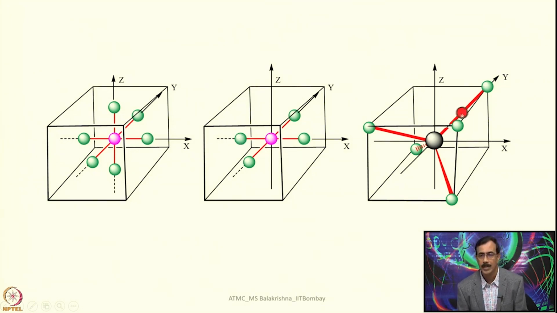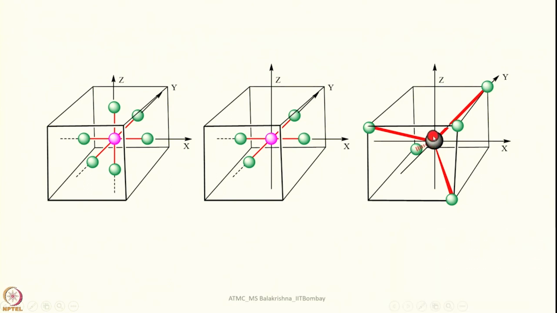Now, let us consider the tetrahedral complex in which 4 ligands are occupying alternate corners of the cube, and not this one, you should ignore this one. So, one here and one here and one here. These 4 ligands are approaching the metal from alternate corners, and when they approach and establish bonds, we will end up with a regular tetrahedron with the regular tetrahedral angle here.